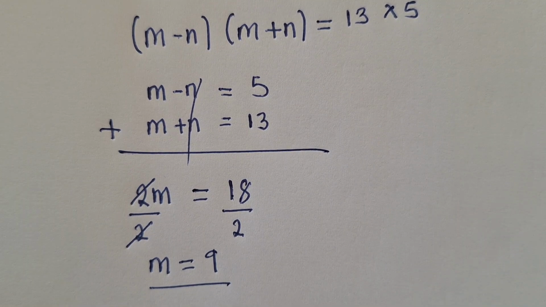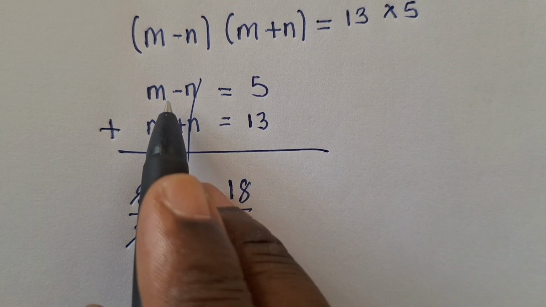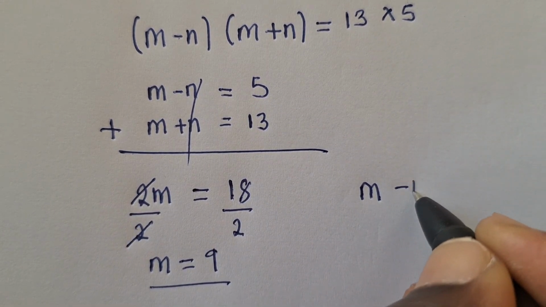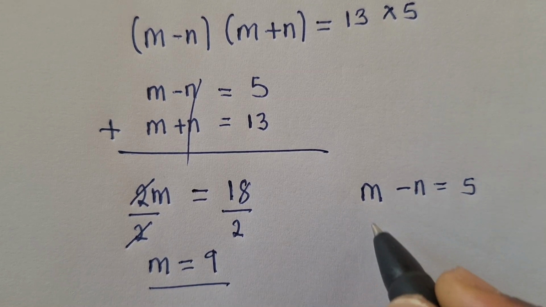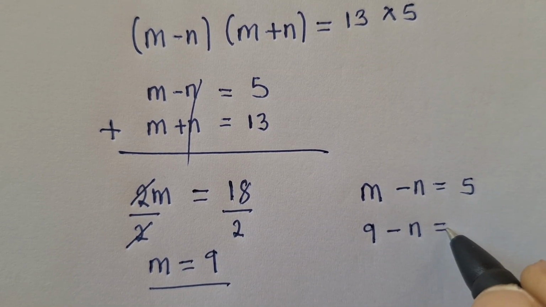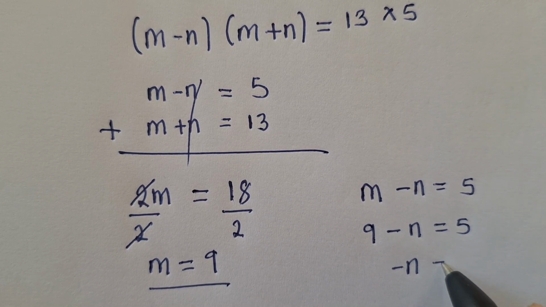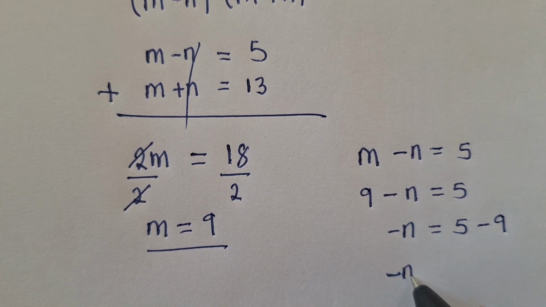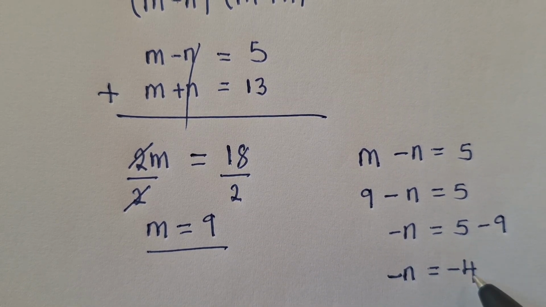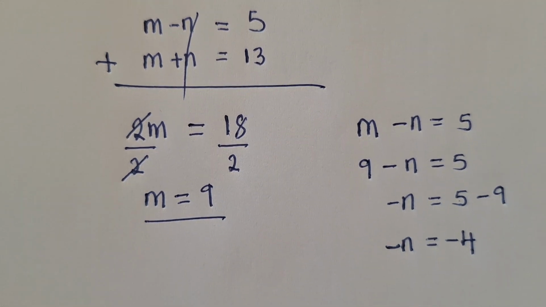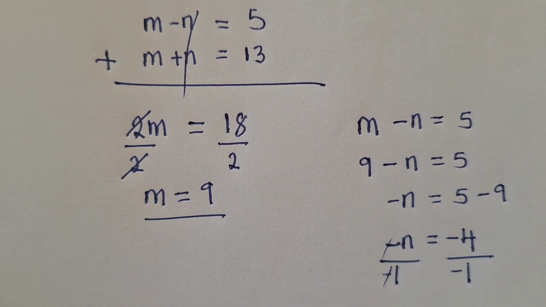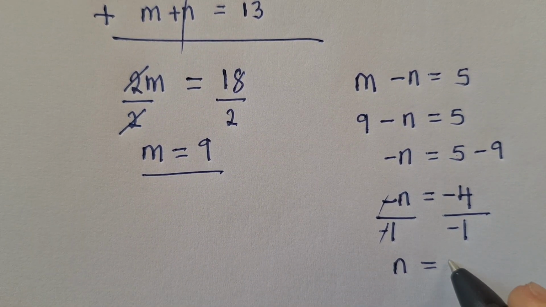So if m is equal to 9, we can now find n. Get one of these equations. So I'm going to get the top one. m minus n is equal to 5. So my m is 9, minus n is equal to 5 minus 9. So minus n is equal to minus 4. 5 minus 9 will give me minus 4. Divide by minus 1 by minus 1. This and this will go. The value of n will be equal to 4. This and this will give us a positive.